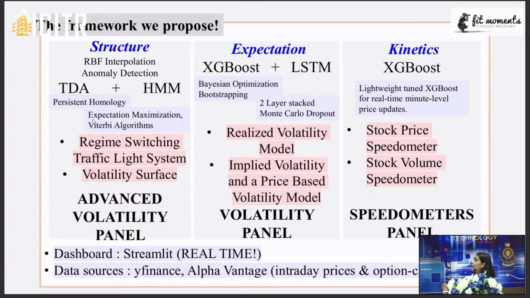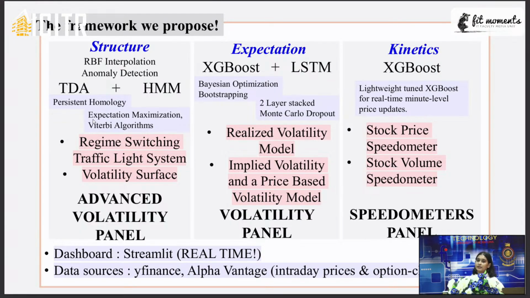Our system has 3 sensors, we can say. We are trying to capture the structure of the market, the shape of the market, and the expectation of the market, the fear, the psychology of the market, and also the kinetics, how the market is moving. To answer the first one, we came up with this advanced volatility panel, and our first output is a traffic light system. I'll explain. We have used topological data analysis, hidden Markov models, and also anomaly detection.